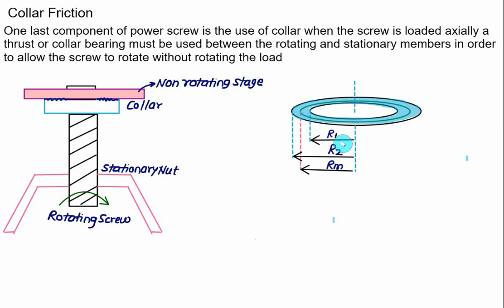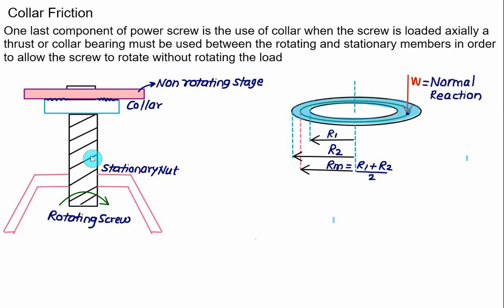Let R1 be the inner radius of the collar and R2 the outer radius of the collar. Then the center line here represents the mean radius, and the mean radius value is equal to R1 plus R2 divided by 2. So we can assume here that the load is acting exactly at the mean radius. The load acting at the mean radius Rm is vertically downward, and this one is perpendicular to the plane, so it is also called the normal reaction.